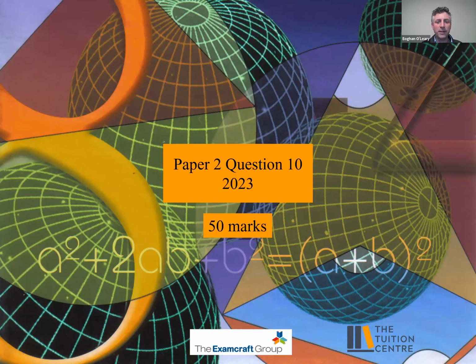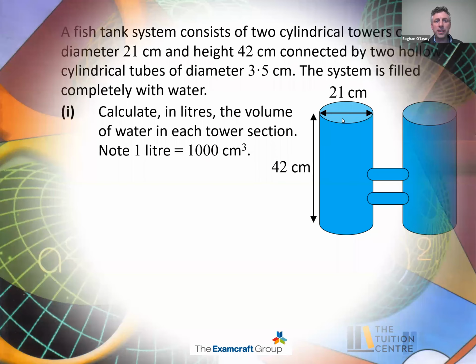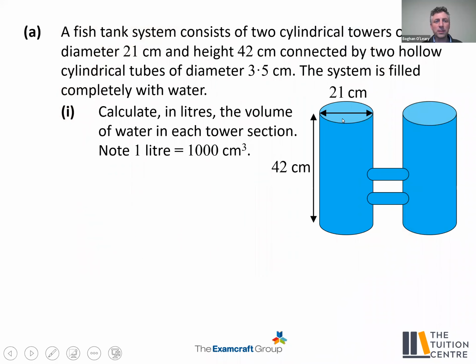And now we're on to the final question of the 2023 Tuition Centre Pre. It's question 10. A fish tank consists of two cylindrical towers of diameter 21 centimeters and height 42 centimeters, connected by two hollow cylindrical tubes of diameter 3.5 centimeters. The system is filled completely with water.